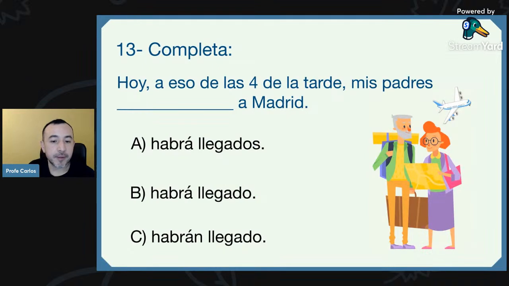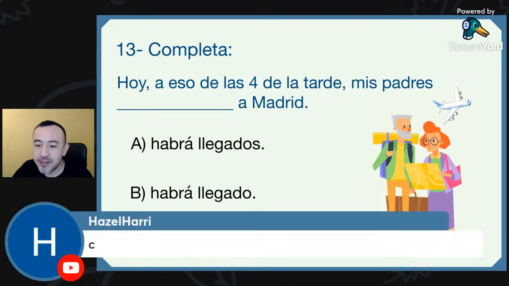13 de la suerte. Veamos qué tenemos. Hoy, a eso de las 4 de la tarde, mis padres a Madrid. Tres opciones. Hoy a eso de las 4 de la tarde, mis padres habrán llegado a Madrid. What is the answer here? A, B, or C?